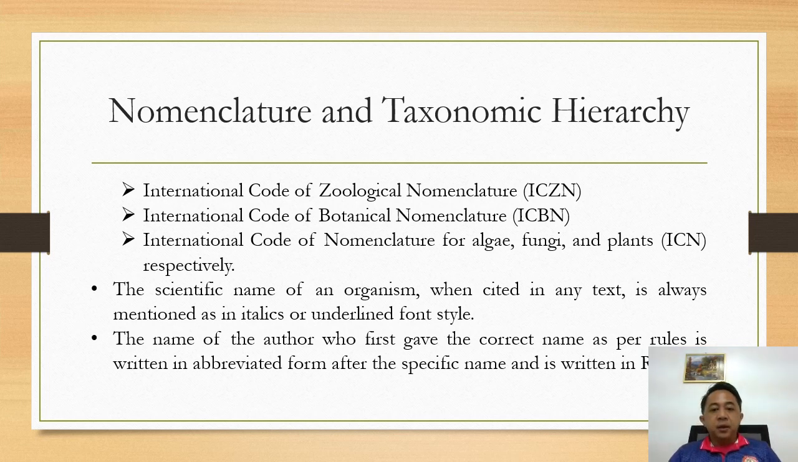Okay? Now, always remember that when you are going to write a particular scientific name or when it is cited in text, it should be written either in italics or underlined font style. Okay? Now, usually the name of the author who first gave the correct name as per rule is written in abbreviated form, and the specific name is written in Roman. Okay, that is how we are going to write scientific names.